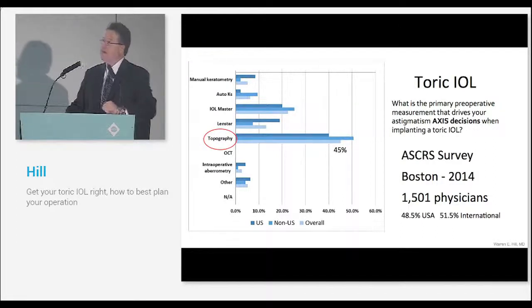So we did a survey in the American Society of Cataract and Refractive Surgery, and interestingly, 45% of surgeons overall are now using topography to determine the steep meridian.